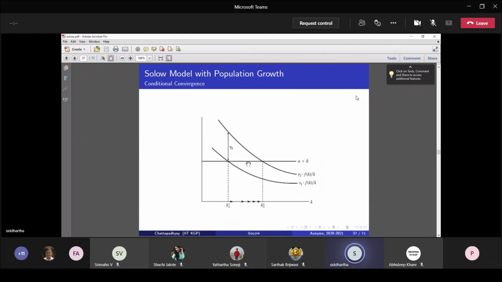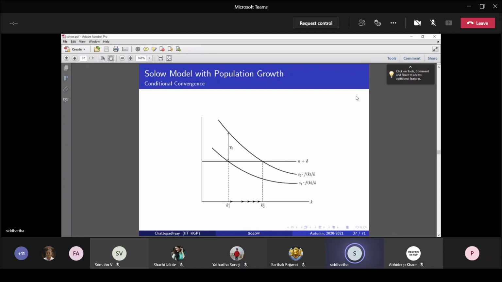And then for that particular capital stock, check the difference between n plus delta and s1 f(k) over k, and n plus delta and s2 f(k) over k. You see, for any capital stock between this, the rate of growth of the poor country is lower than the rate of growth of the rich country. So that means the poor country is actually growing at a lower rate compared to the rich country. That is basically the thing.